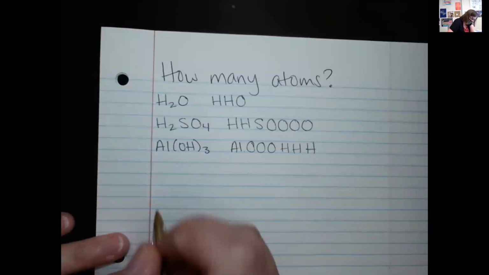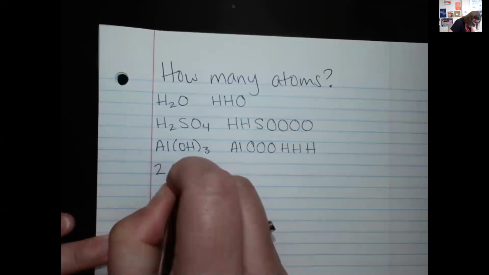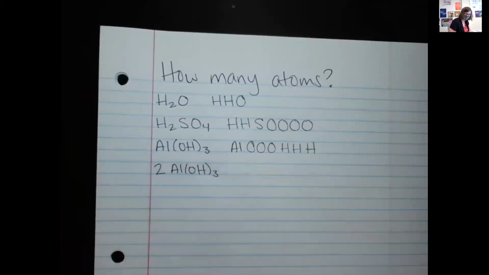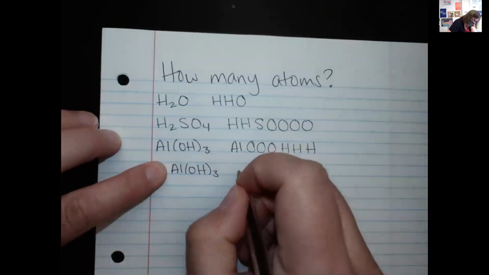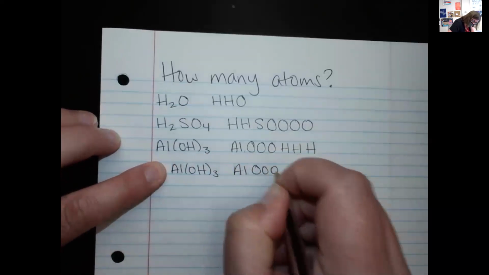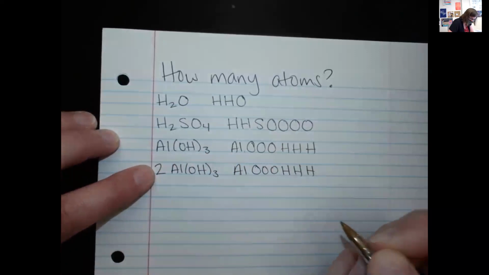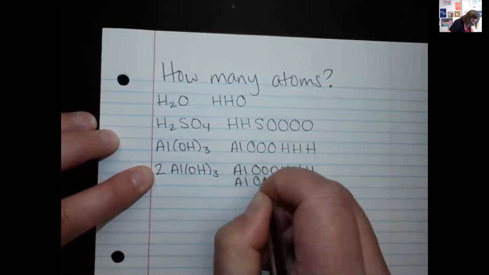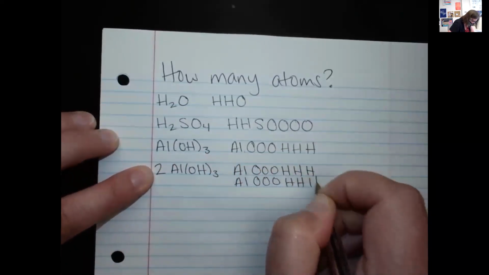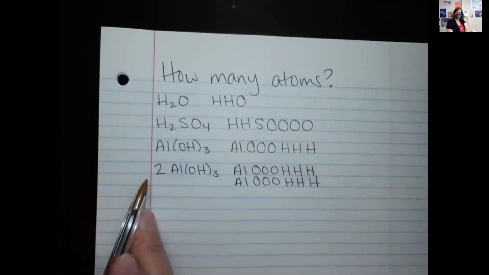Now, what if I did something wild and crazy and I said I have 2 Al(OH)3s? So now I've put a coefficient in front. So that applies to everything after. But if I know how to draw an Al(OH)3, Al, O, O, O, H, H, H, could I draw 2 of them? Sure could. So the 2 in front just means draw everything you've just drawn 2 times, not 1.